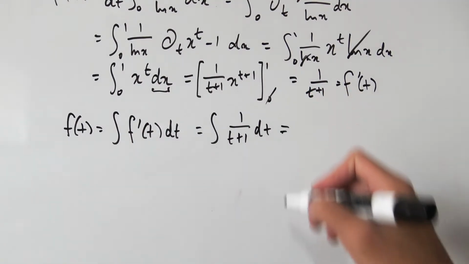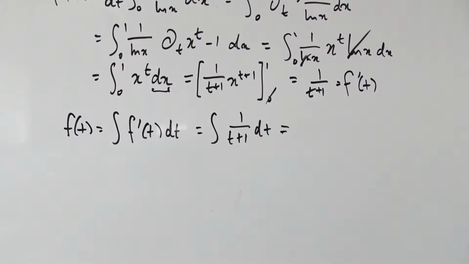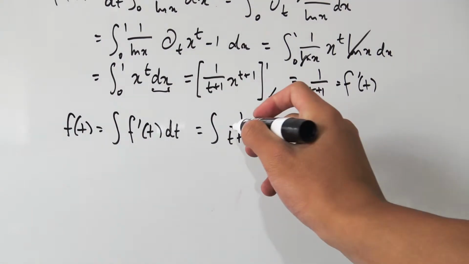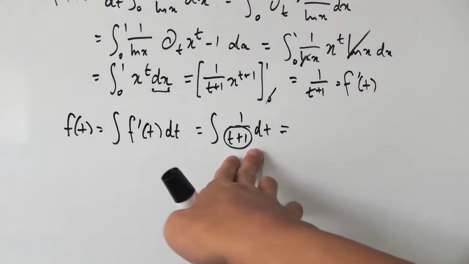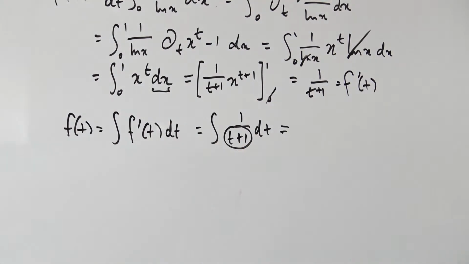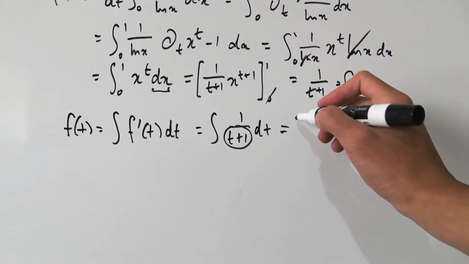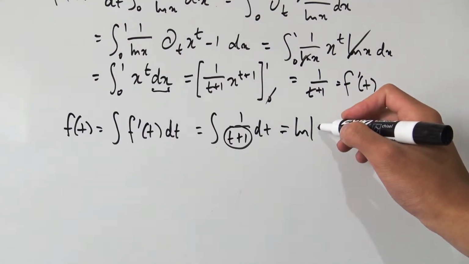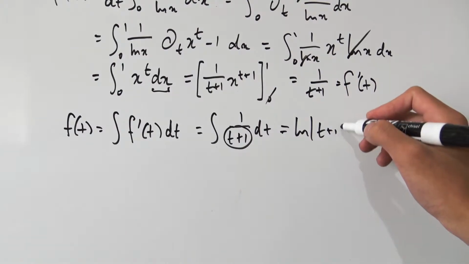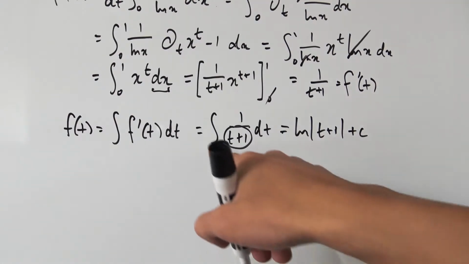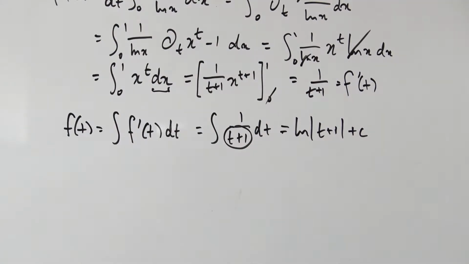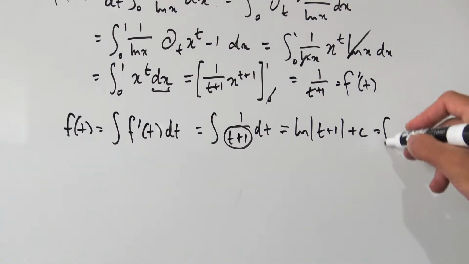And this is just, if you do a bit of chain rule in your head, the derivative of this denominator here is just 1, so you can just treat the whole denominator here like a single variable. So you just get natural log absolute value of t plus 1. And also notice we also have a constant because we're integrating without bounds. So now this thing is our f of t.